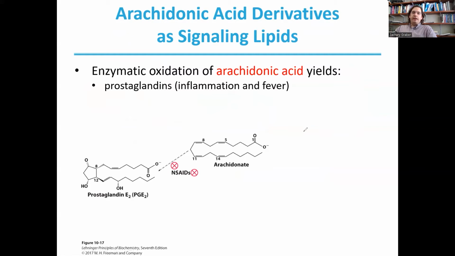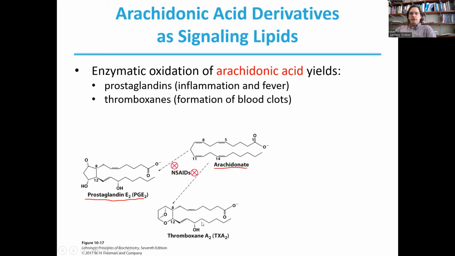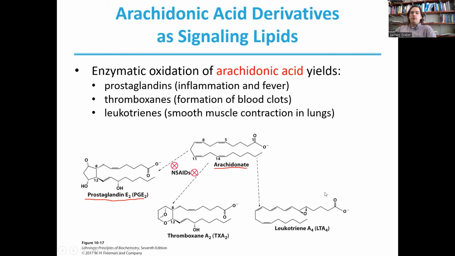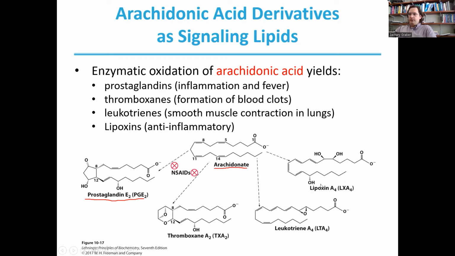Arachidonic acid is a key precursor for many different signaling lipids. So through various enzymatic reactions, we can take our arachidonic acid or arachidonate and convert it into prostaglandins, which are involved in inflammation and fever. We can convert it into thromboxanes, which are involved in formation of blood clots. We can convert it into leukotrienes, which are involved in smooth muscle contraction. And we can also convert it to lipoxins, which have an anti-inflammatory role.